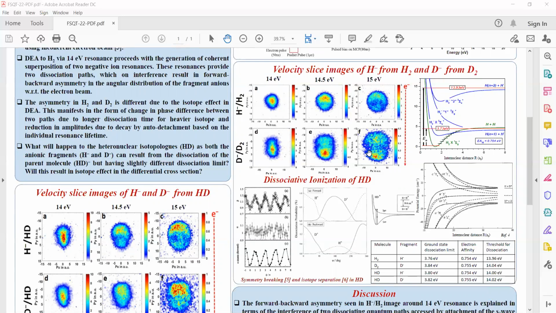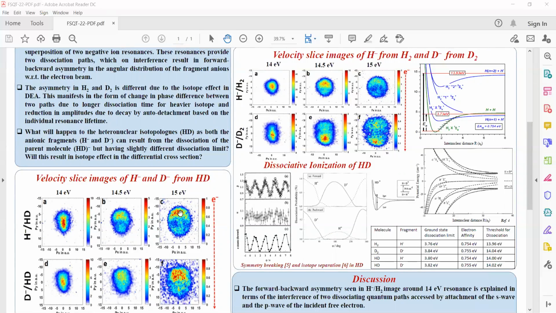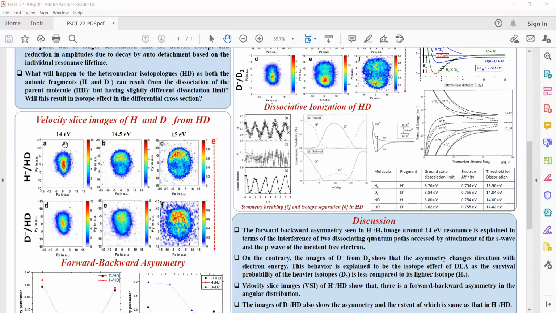Now let us see the results of our measurement on the angular distribution of anionic fragments for DEA to HD. Here are the velocity slice images of H minus and D minus from HD. The electron beam direction is from top to bottom. The top panel is for H minus and the bottom panel is for D minus.